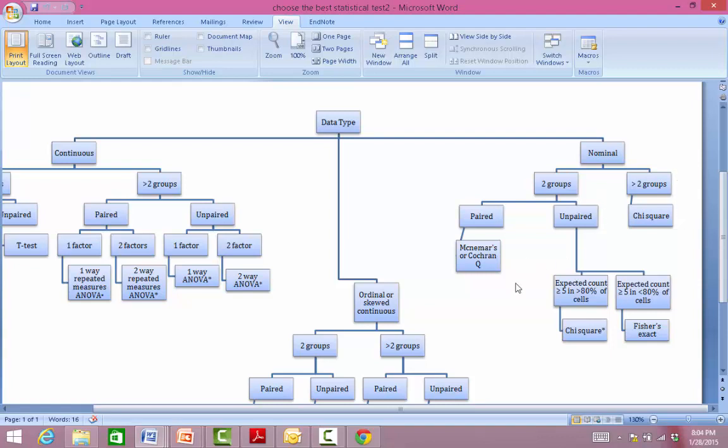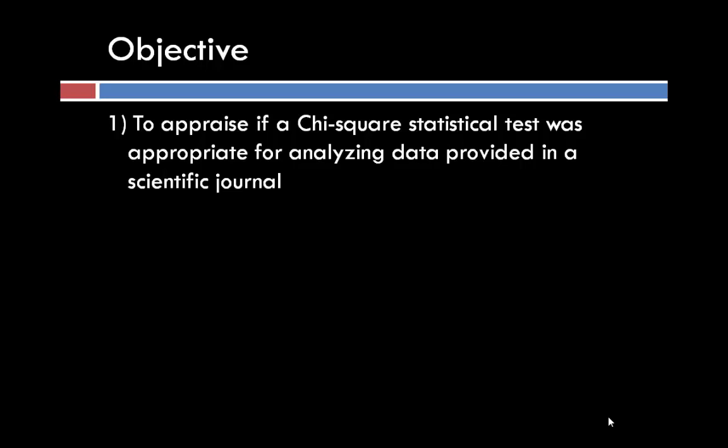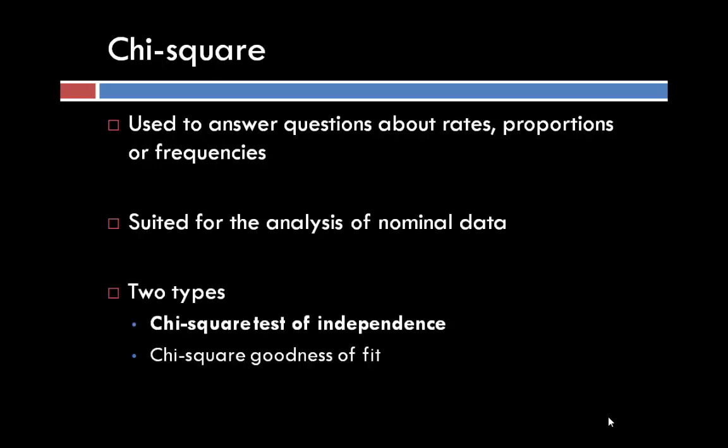We can also use a chi-square if we have two groups of data, so it can be used in either case. The key is that the data does have to be unpaired. Our objective is to appraise if a chi-square statistical test was appropriate for analyzing data provided in a scientific journal. And so chi-square is used to answer questions about rates, proportions, or frequency, so our nominal types of data.